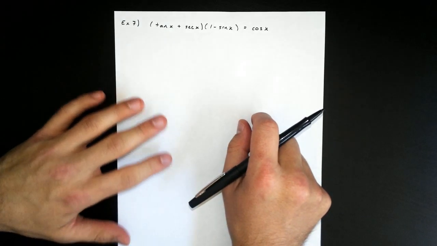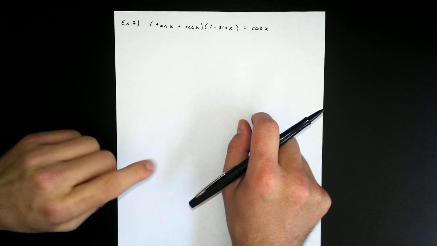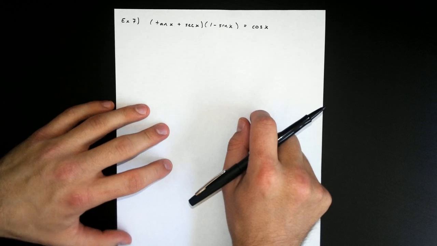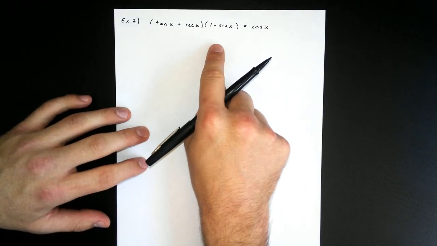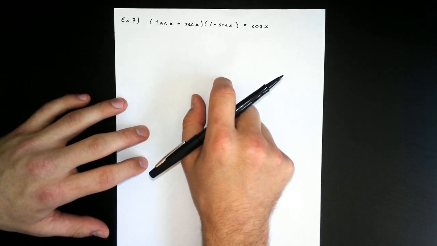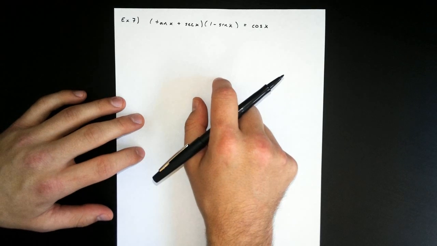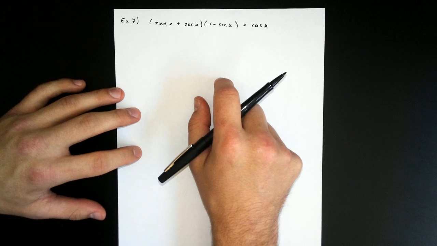So remember, a couple of our methods that we can use. One good starting point is that you probably want to work with the more complicated side first. In this case, that's definitely the left-hand side. Another option we have is to rewrite everything in terms of sine and cosine. That can help us with simplifying, canceling things out. And then we also want to remember our Pythagorean identities, which can help out as well.